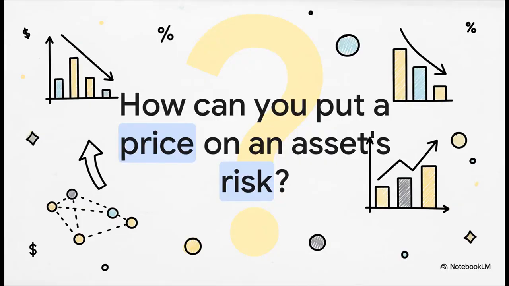Okay, so let's just dive right in with the big question CAPM is all about. As an investor, if you want a higher return, you've got to take on more risk. That's a given. But how much more return should you demand for taking on a little bit more risk? How do you actually put a number on that trade-off?